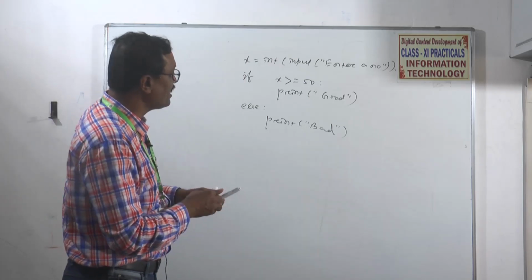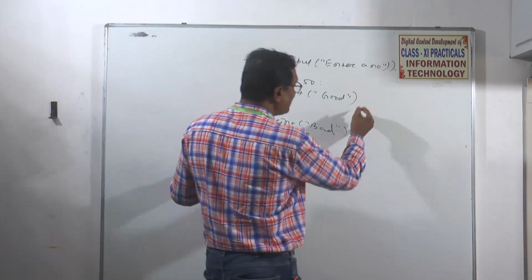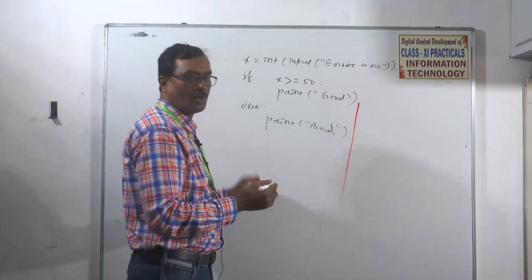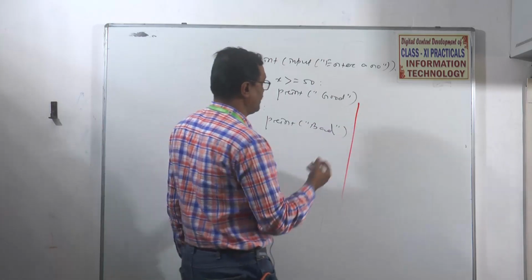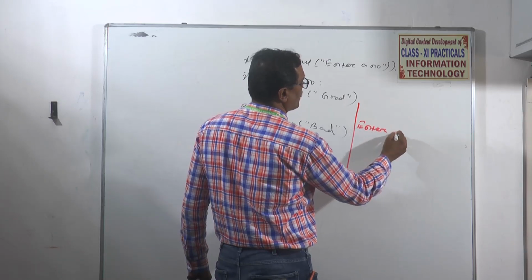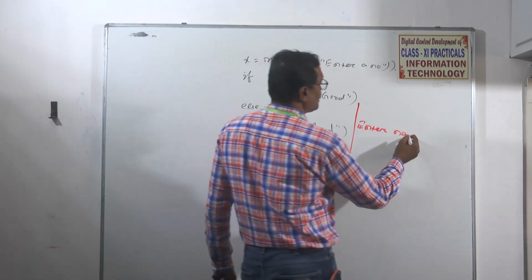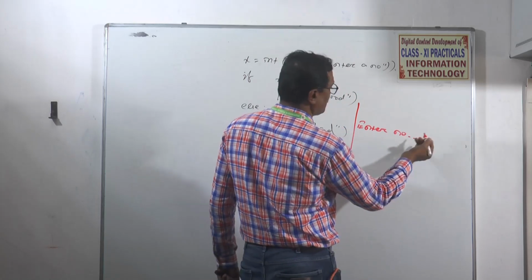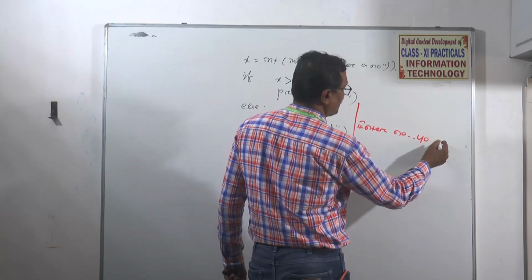So when you run this program, you will see in your IDLE screen, means your shell screen, it will give you a message, enter a number. I am executing this one now. You see, enter a number. So here I am doing something. Let it be 40 I am entering.